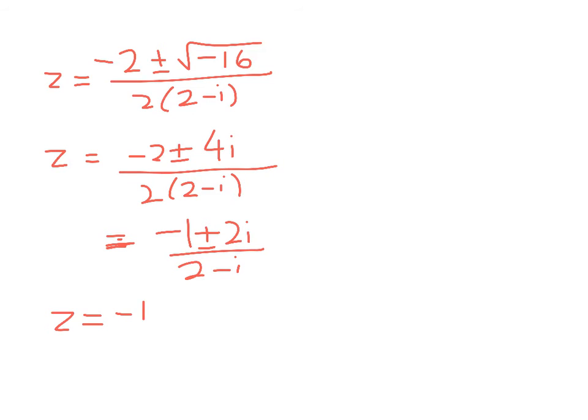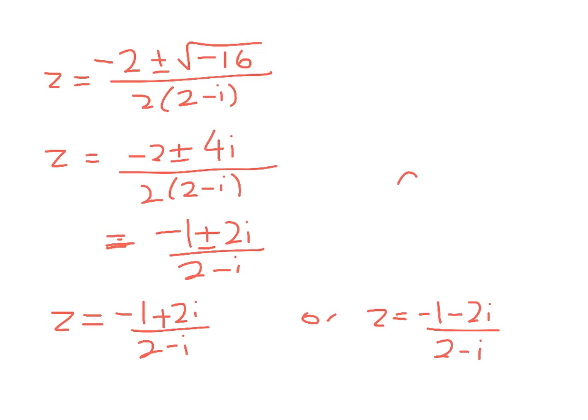So z is equal to negative 1 plus 2i over 2 minus i, or z is equal to negative 1 minus 2i over 2 minus i. But we must get them into the form a plus bi. So we need to multiply through each one by the conjugate.